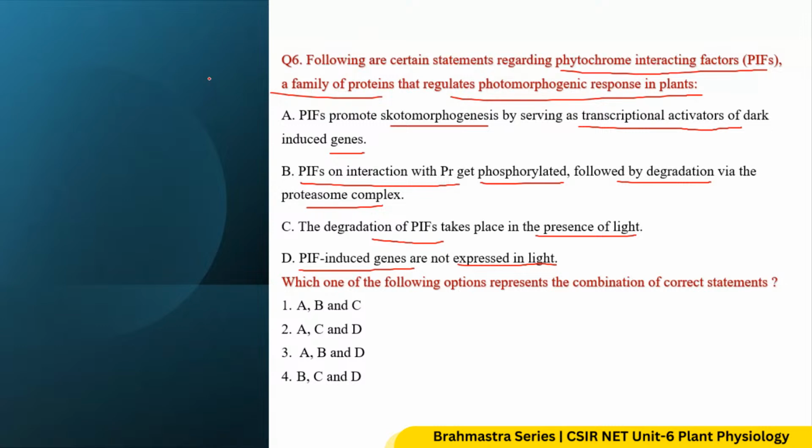Okay, let's check out the answer now. The correct answer over here is 2, that is A, C, and D. So, why is statement D incorrect? PIF on interaction with PR gets phosphorylated, followed by degradation via the proteasome complex.